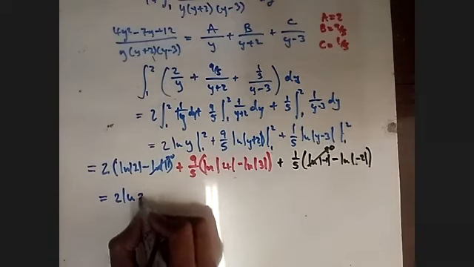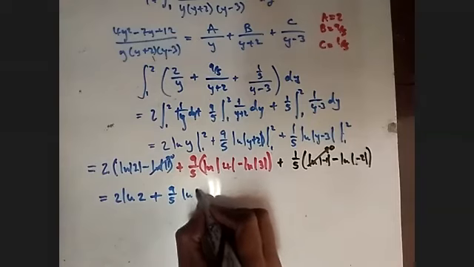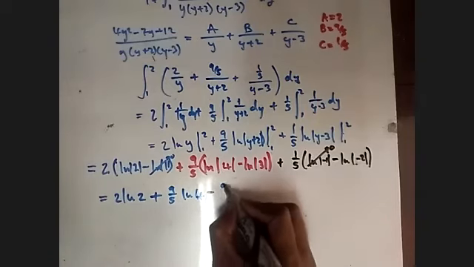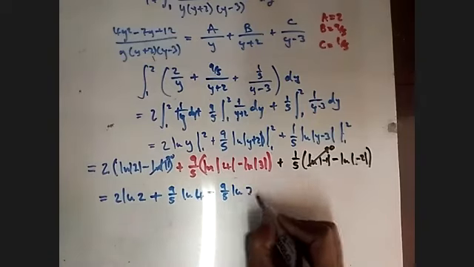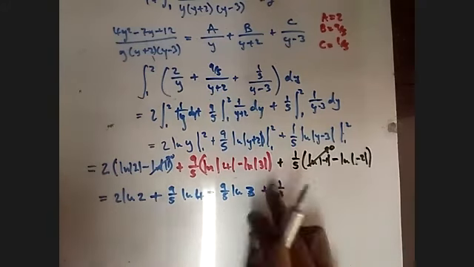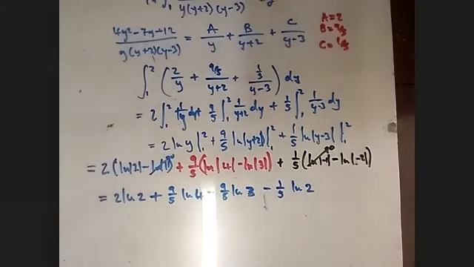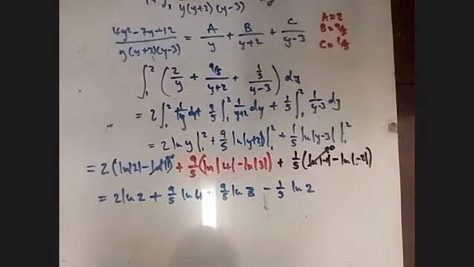2 ln 2 plus 9 over 5 ln 4 minus 9 over 5 ln 3 plus 1/5 minus 1/5 ln 2. Now it makes a lot of sense. Okay, so from here, what can we do?